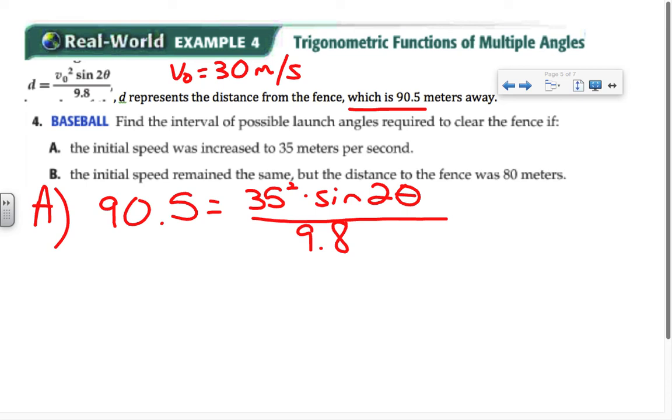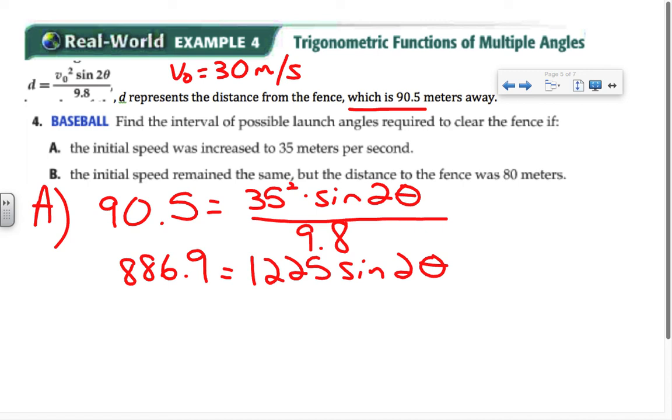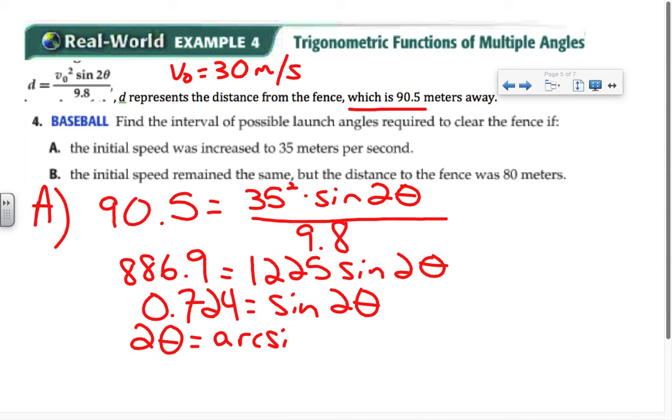Start by multiplying both sides by that 9.8. I've got 90.5 times 9.8, and that's 886.9 equal to 35 squared, which is 1225, times the sine of 2 theta. Divide the 1225 from both sides, and 0.724 equals the sine of 2 theta. So then 2 theta will equal the arc sine of 0.724. Okay, so what is the arc sine of that 0.724? That is 46.4.